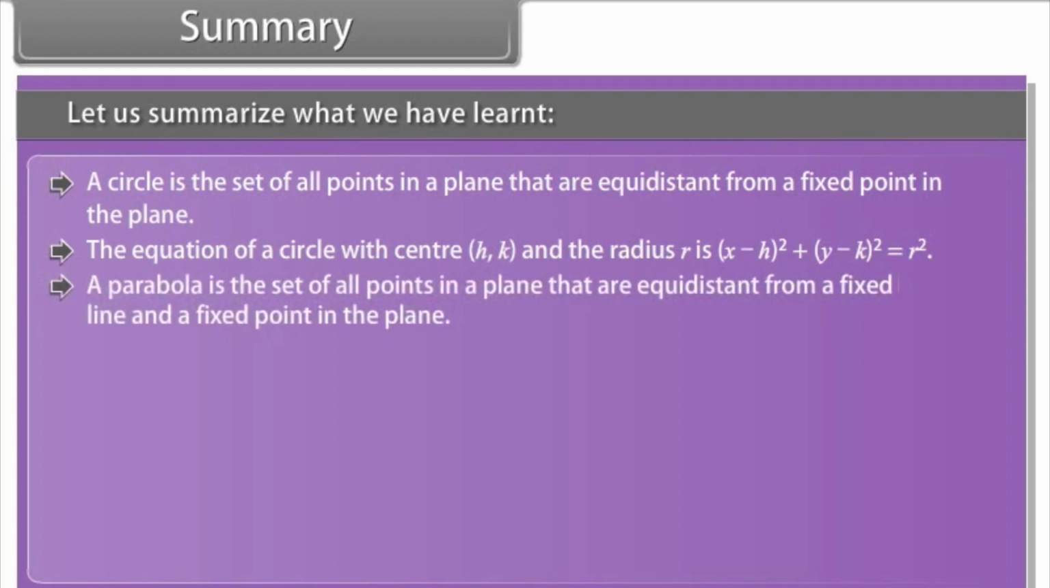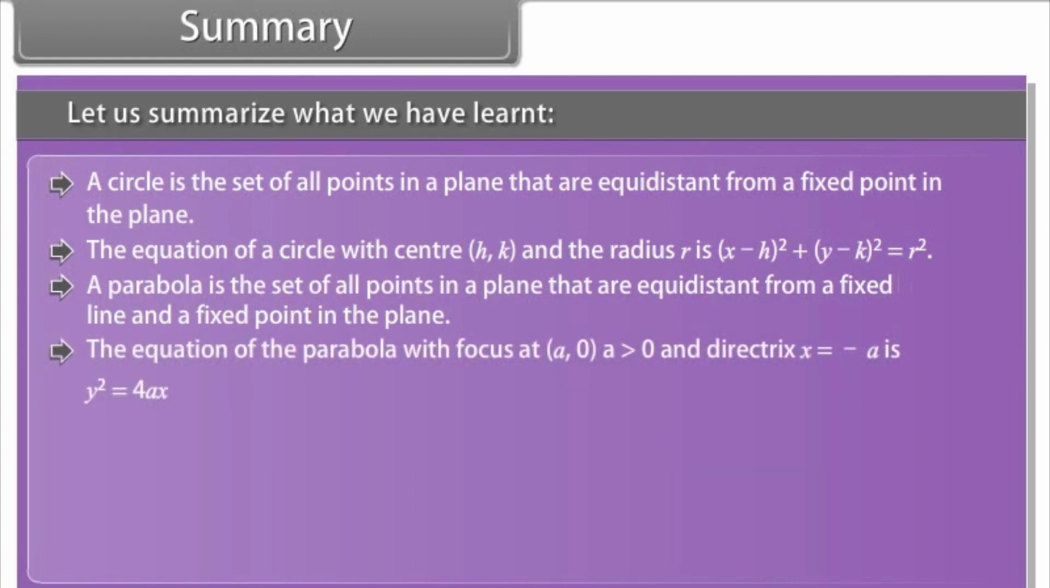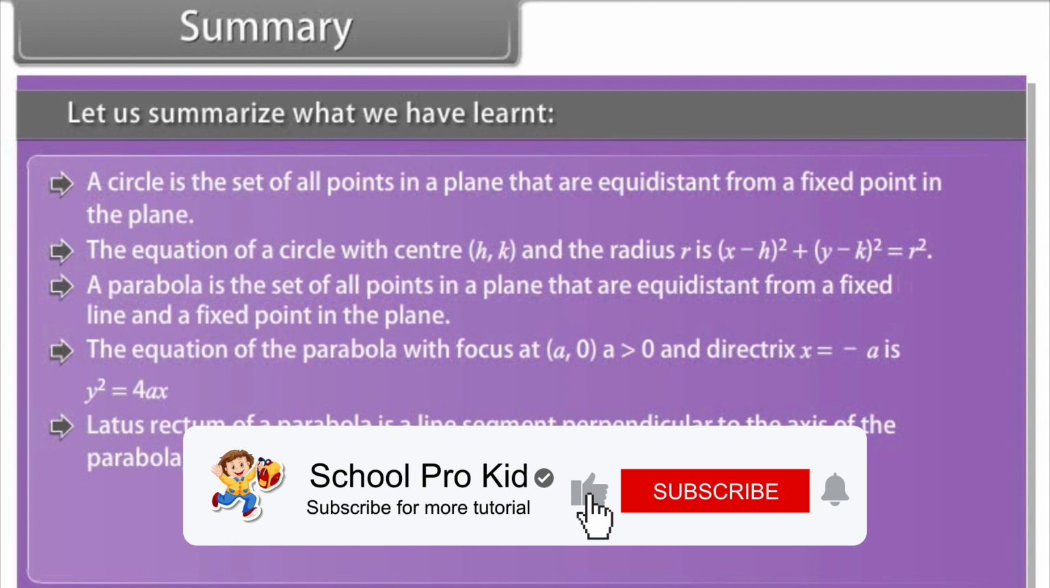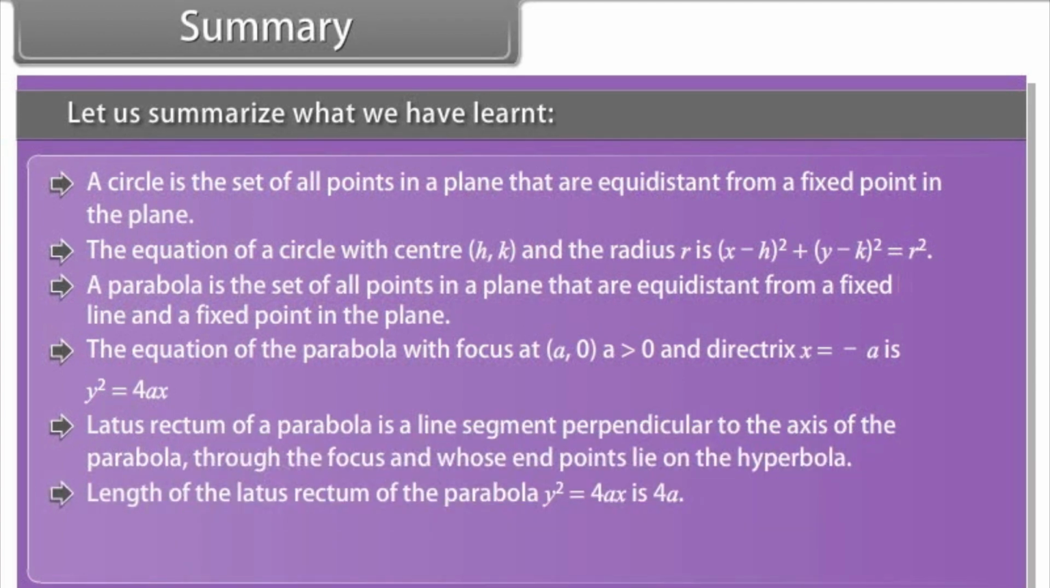A parabola is the set of all points in a plane that are equidistant from a fixed line and a fixed point in the plane. The equation of the parabola with focus at (a, 0), where a is greater than 0, and directrix x is equal to minus a is y square is equal to 4ax. Latus rectum of a parabola is the line segment perpendicular to the axis of the parabola, through the focus and whose endpoints lie on the parabola. Length of the latus rectum of the parabola y square is equal to 4ax is 4a.